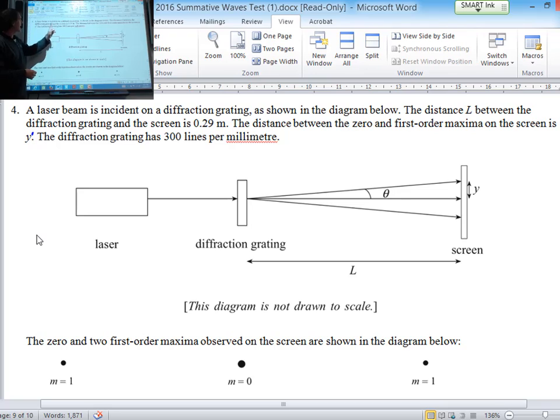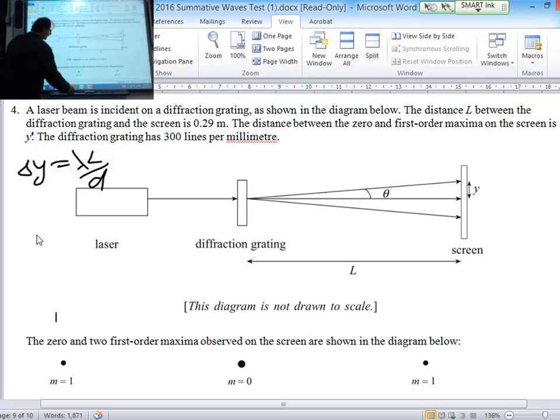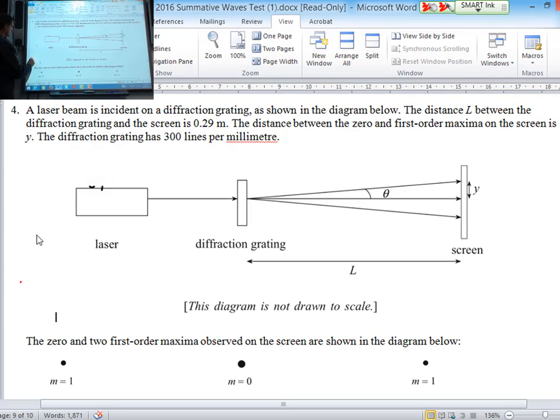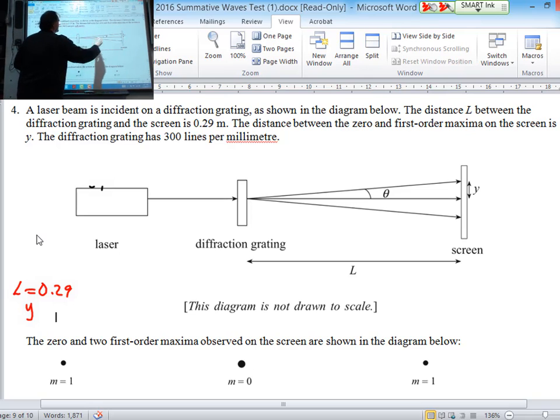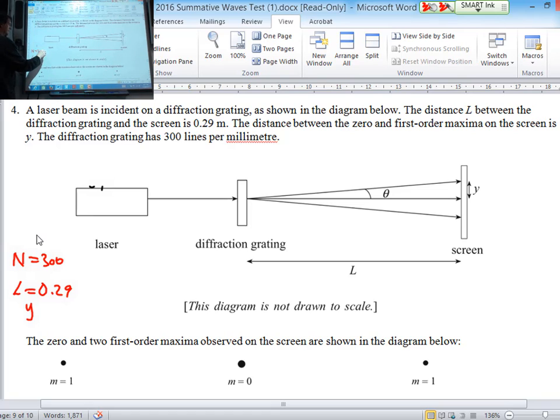Now the next one we're looking at is diffraction grating, so immediately I think we are not going to be using this formula here because that's only valid for the double slits. So you've only got the d sine theta formula there that you can use. Okay, so just keep that in mind. The distance L between the things is 0.29 metres from there to there. They've told you the distance between the 0 and first order maximum is y, an unknown value for this distance between the maxima there. And they've told you the diffraction grating has 300 lines per millimetre. So that's 300,000 per metre, so you should convert to metres there.